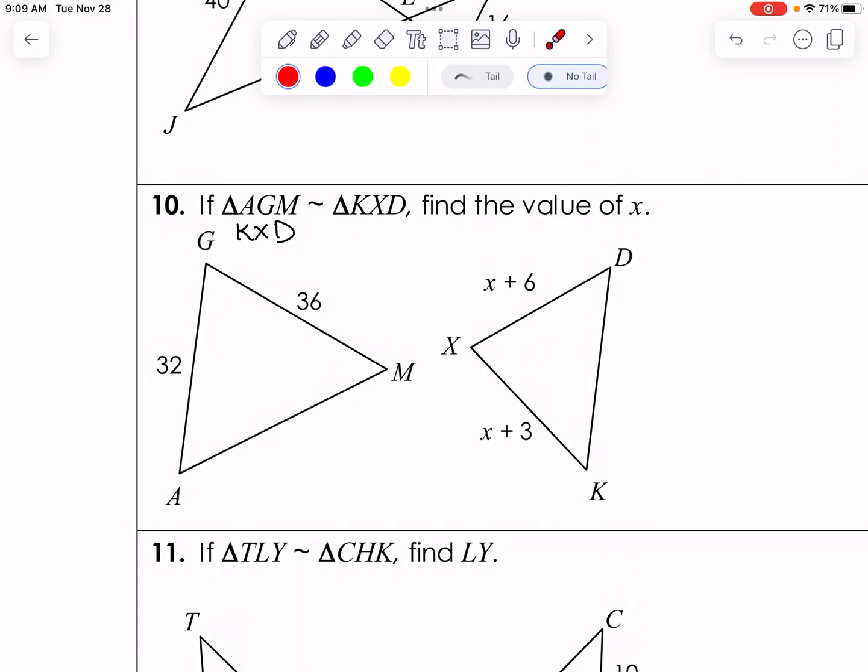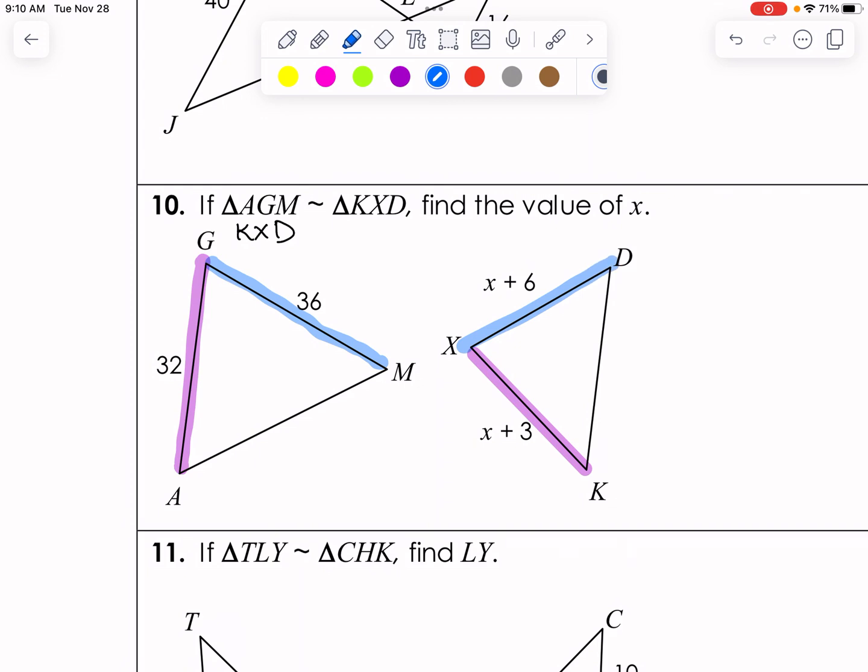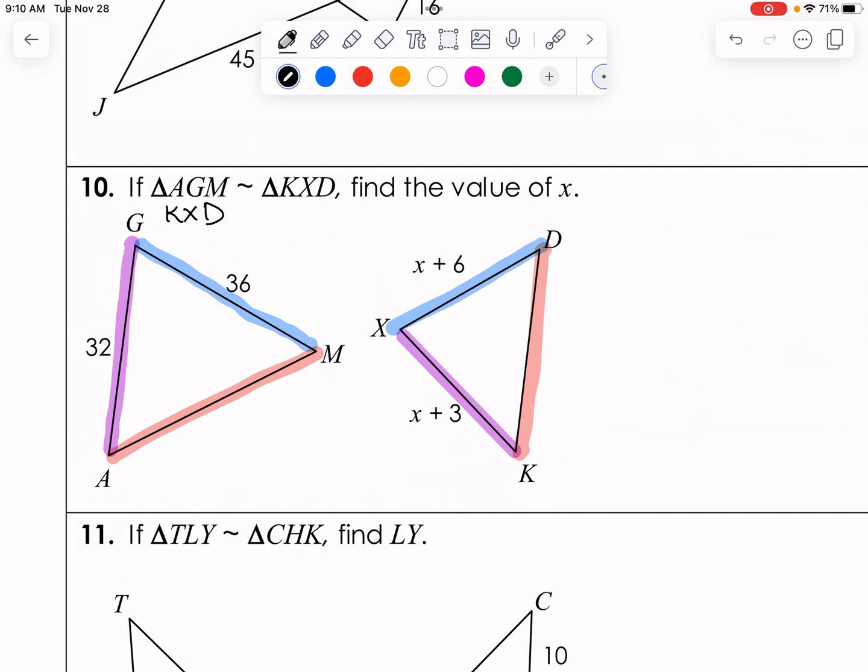Okay. So I'm going to always use the first two, I think, starting out. So AG and KX. So AG, this one. KX, this one. Okay, so it's saying that those correspond, that if we have the same shape. I don't know why, but to me it kind of doesn't look like that. But let's go to the next one. So let's go with GM, and that corresponds with XD. Okay. And then I think the last one, so AM and KD. AM, KD. And we're probably not going to use the red one because there's no information on either of those.